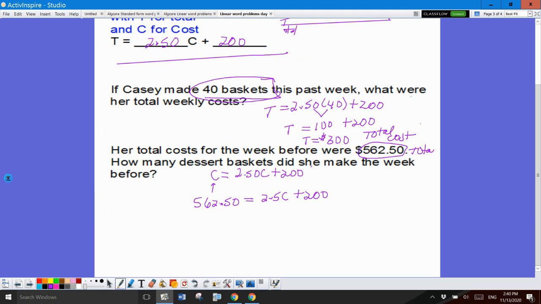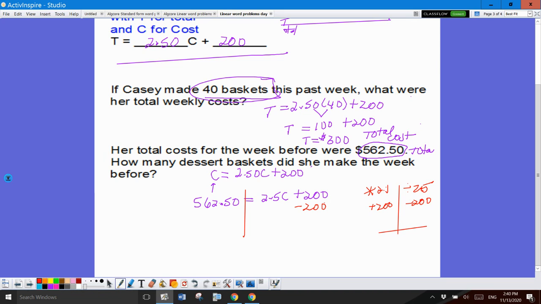Okay, we're solving for C. So think back. This is times 2.5, divide 2.5, plus 200, minus 200. So go ahead and start solving this for C. Try to figure out how many baskets she made. So go ahead and hit pause and solve for C.